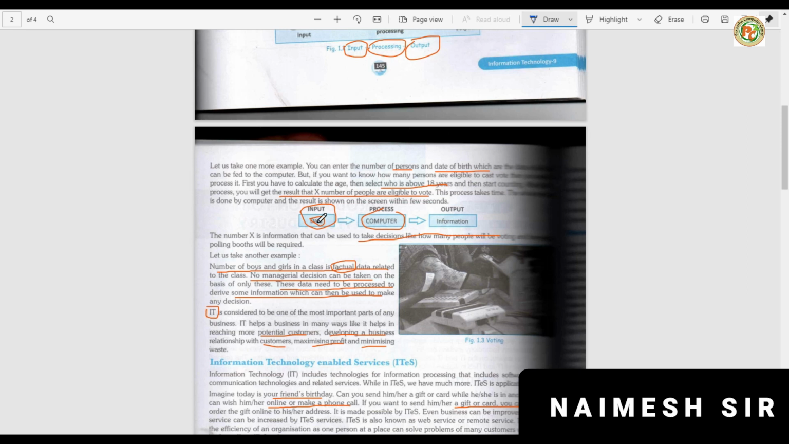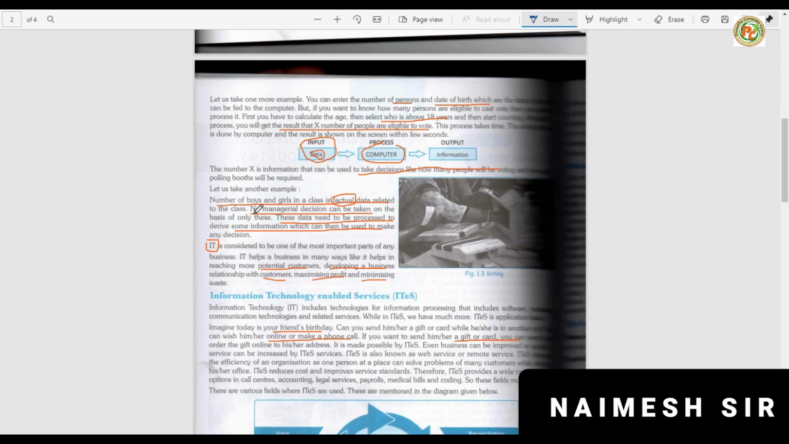So this is, again, data will be the input, the computer is the part of the process, and then we'll get the information. So information is nothing but meaningful data, and data can be anything. Remember students, data can be raw facts, but when we process it, it becomes information.